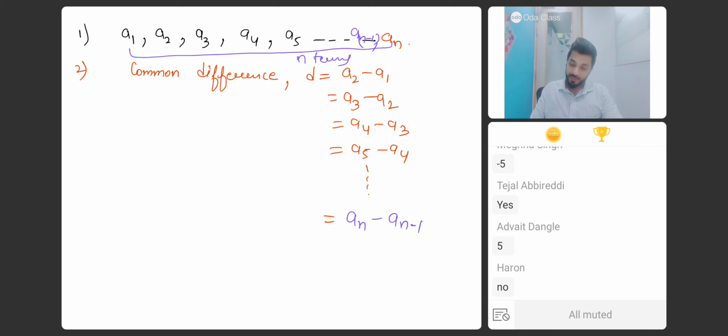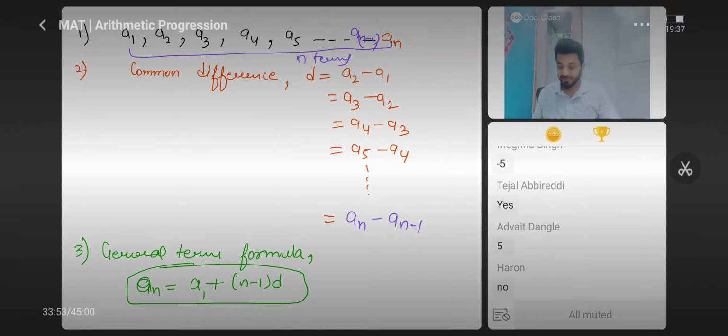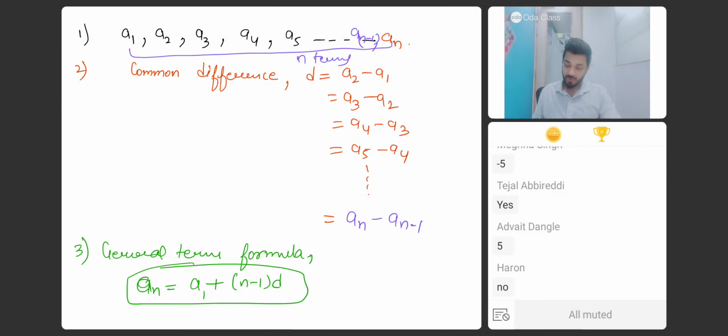Okay. Now, the next important thing is your nth term formula or general term formula. So the general term formula is an is equal to a plus n minus 1 times d, or let me write a1. You can always refer to this a as a1. You always write a as a1 so that you do not get confused.